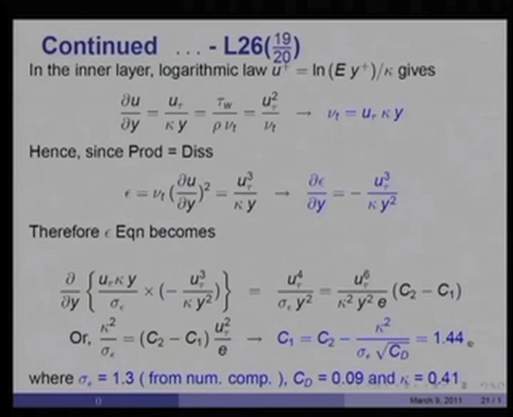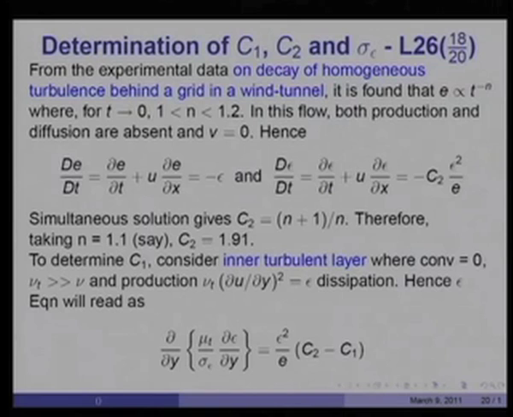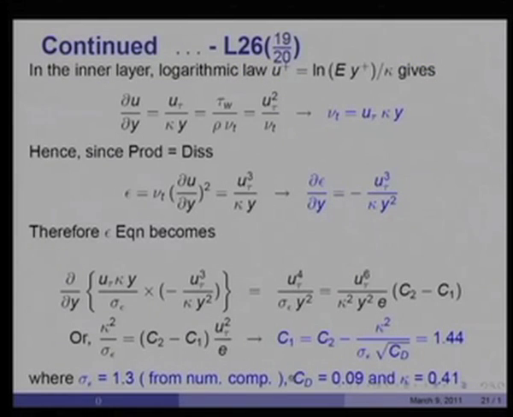that would turn out to be equal to 1.44, because C d, recall, was equal to 0.09, kappa was 0.41, sigma epsilon has been found from numerical experiments to be approximately 1.3. Therefore, C 1 will be equal to C 2 minus kappa square over this, equal to 1.44. So, with this we conclude how C 1 and C 2 are determined. Remember, we had said C 2 was equal to 1.91, and therefore, C 1 can now be determined from this, and it turns out to be about 1.44.